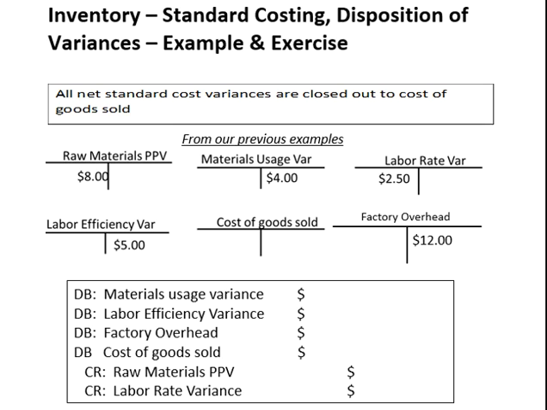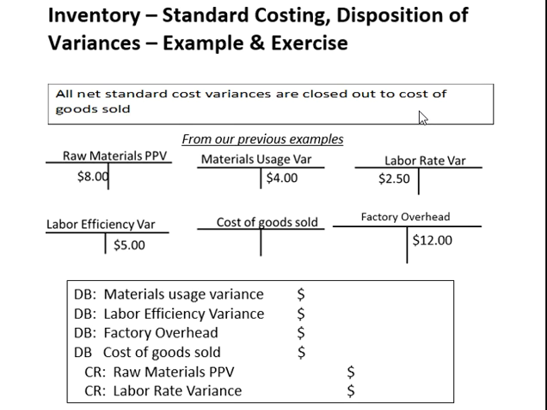This involves one slide, and this would have been one workbook page, and this represents the next page we were about to cover when class time ran out. So after we've recorded all our inventory movement and variances, we have to close our variances out to cost of goods sold. So at the end of the accounting period, all net standard cost variances are closed out to the cost of goods sold account.